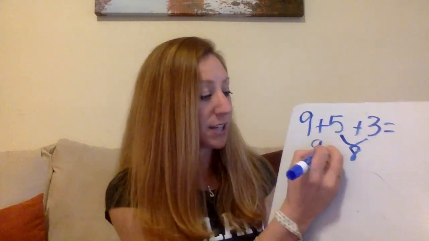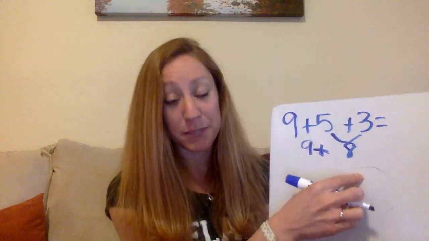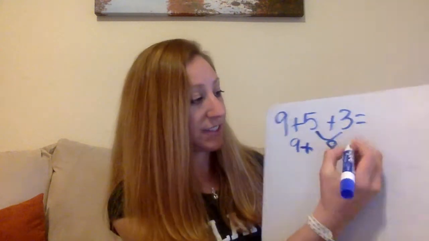So the doubles plus 1, 8 plus 1 makes 9. So 8 plus 8 would be 16. 8 plus 9 is 17.